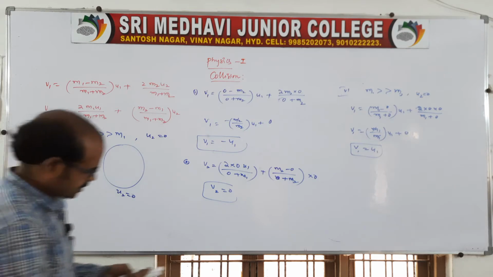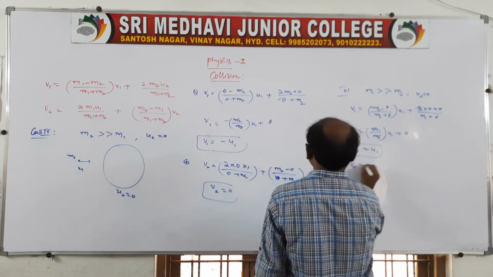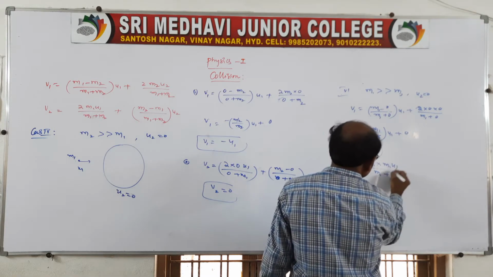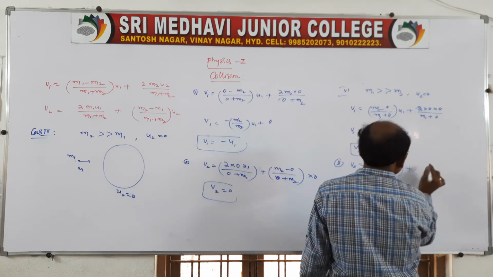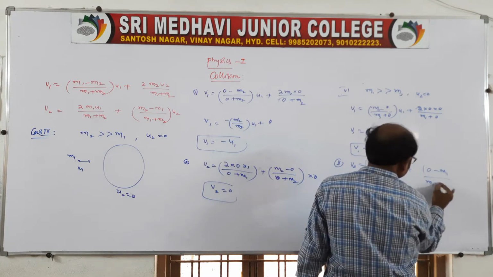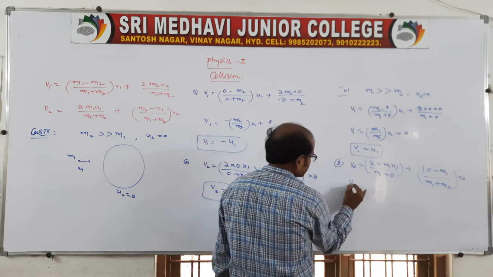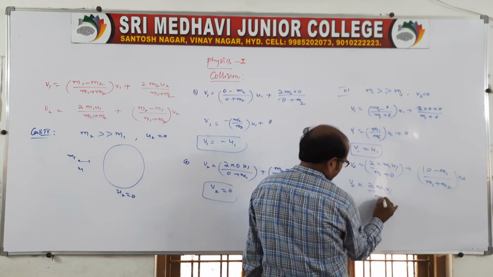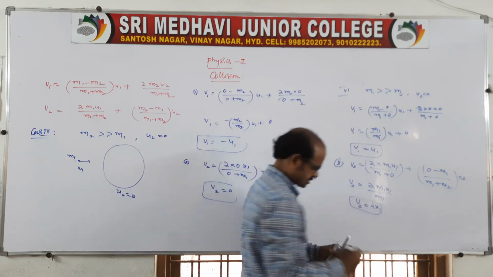Take the second expression the same way: v2 is equal to 2 m1 u1 by (m1 plus 0), plus (m2 becomes 0) minus m1 by (m1 plus m2) into u2. Of course the second body is at rest. So v2 is equal to 2 m1 u1 by m1. So m1 cancels, and v2 is equal to 2 u1.